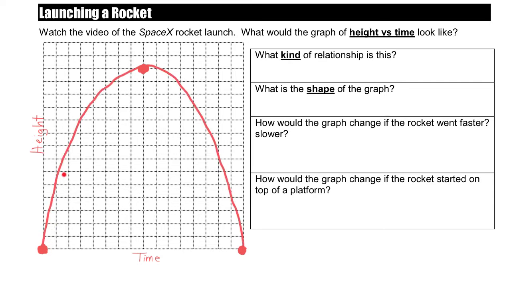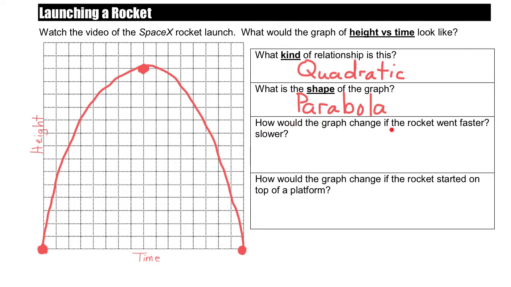So this shape that the graph makes is called a parabola, and this kind of relationship is a quadratic relation. So just like linear relations have a line, quadratic relations have a parabola. And just to get a sense of how these work, I have a few questions.